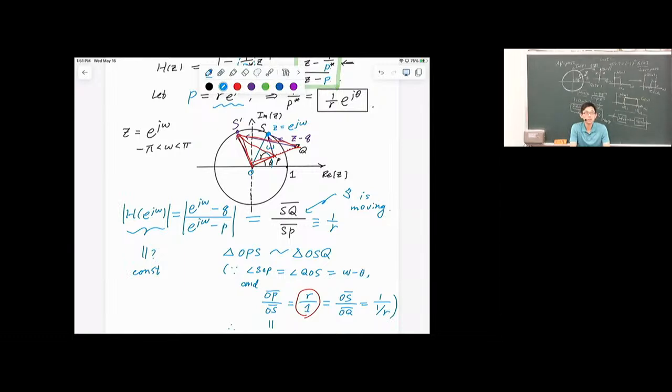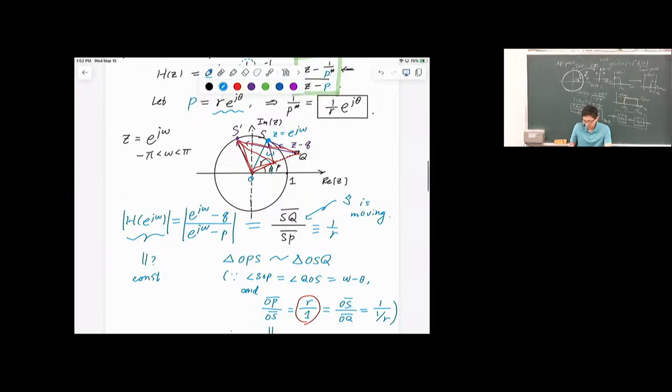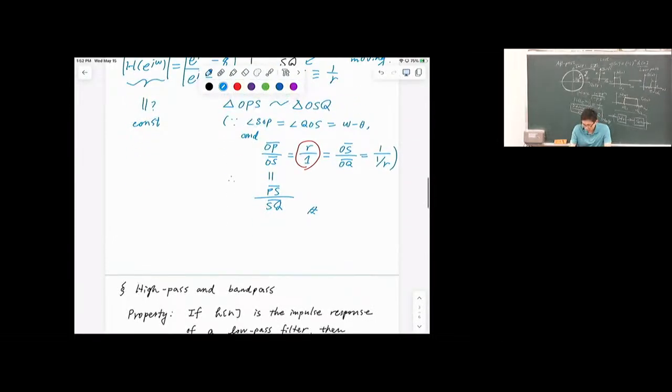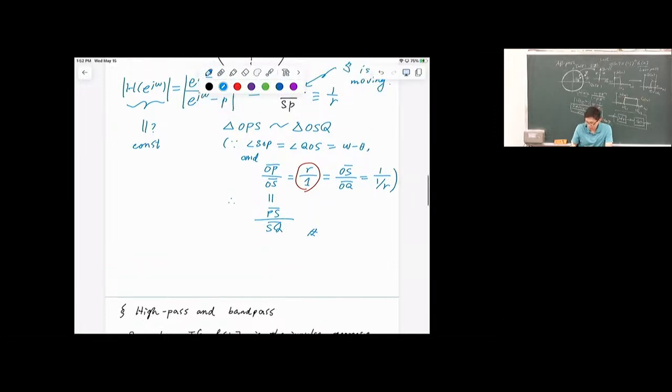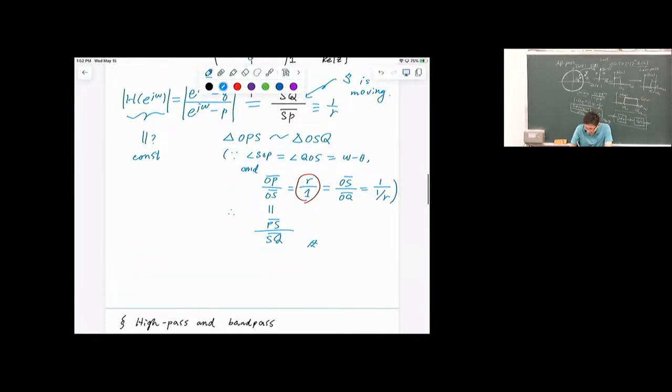How about the phase response? Can we make some observation about the phase response and say something about it? Okay, so I challenge you. Now that we can talk about a geometric interpretation for the magnitude response, can we talk about a geometric interpretation for the phase response? Let's try it a bit.